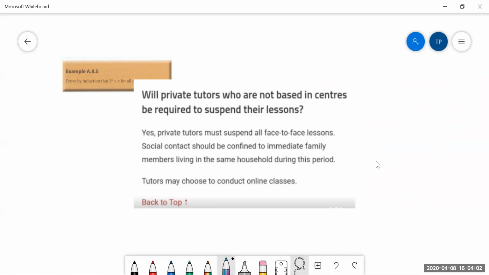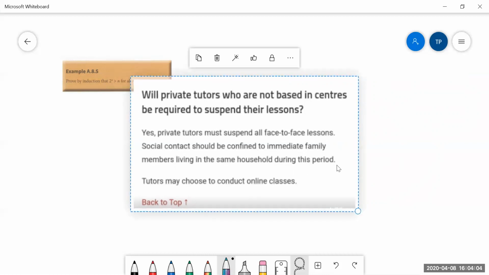Oh my gosh. So basically, they don't want anybody to have tuition. The only possible way to have some form of reinforcement in education is online. Damn.